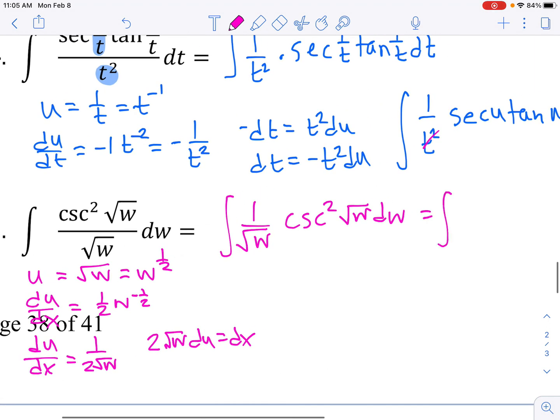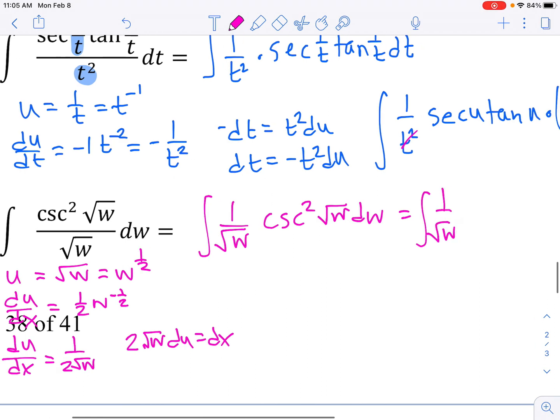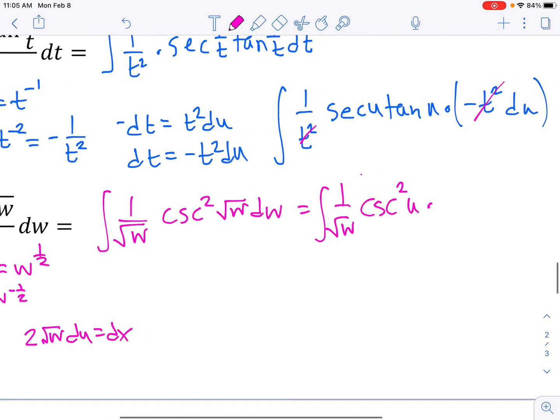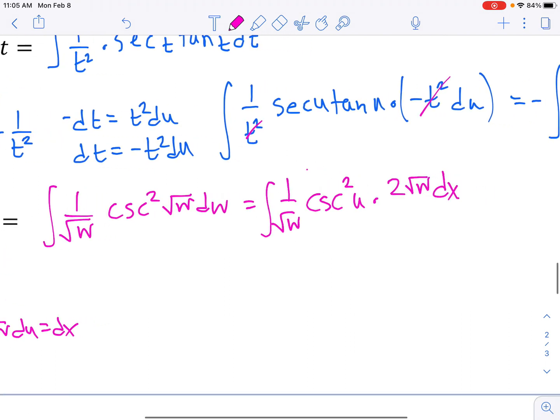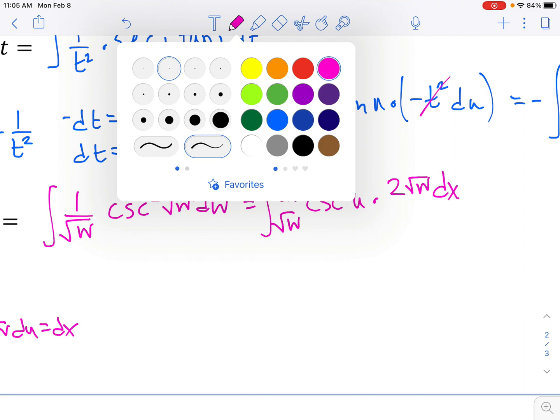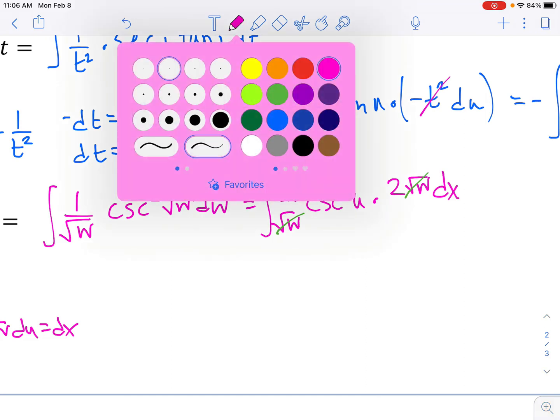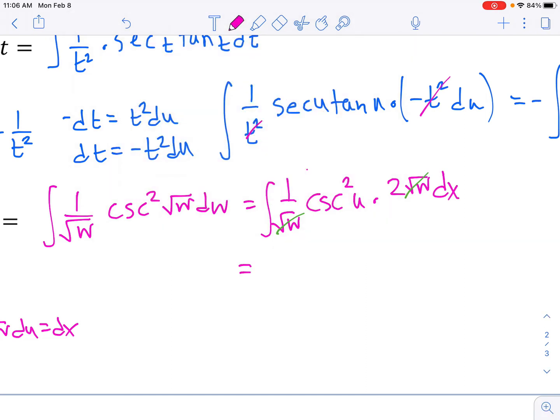So my substitution then is going to look like this. I'm going to keep the 1 over the square root of w. This is going to be cosecant squared of u times 2 square root of w dw. You can see how these get too complicated to try to do a basic rule shortcut here. So looks like my square roots of w cancel out, and then I'm going to factor out the 2, cosecant squared u du. Sorry, I have an error right here. It shouldn't be a dw, it should be a du.